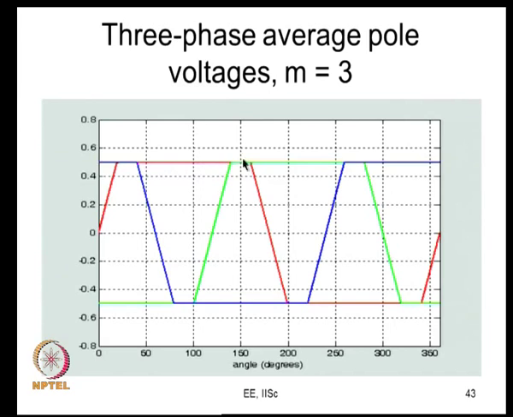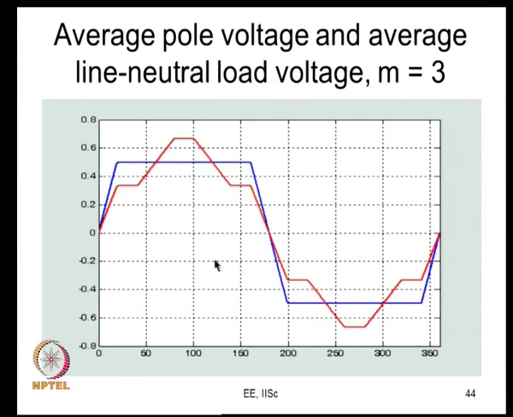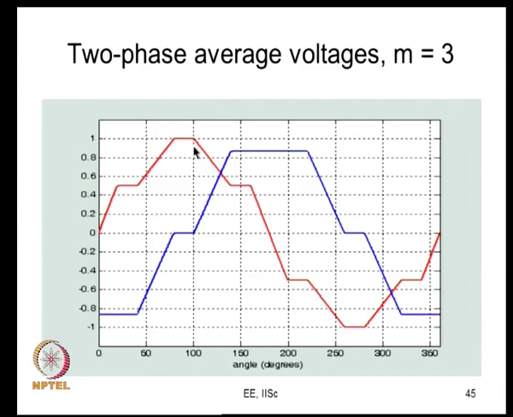The average pole voltage is equal to 0.5 VDC for a duration longer than 120 degrees. Here it is equal to minus 0.5 VDC for a duration much longer than 120 degrees. If you look at your average pole voltage, it is like this. The average line to neutral VRN average is like this. Similarly, you will have VYN average and VBN average. You transform them into the space vector domain, you get your V alpha average, you get your V beta average.